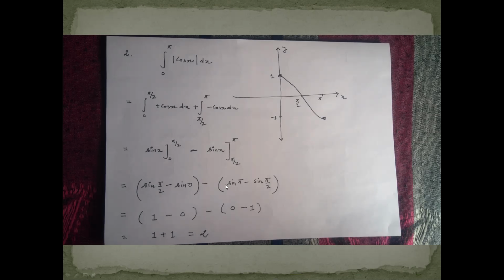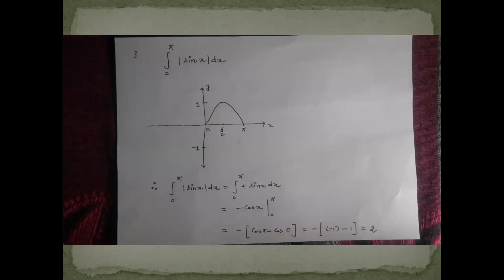Now dear friends, let us proceed further. The third question is, what is the integration from 0 to pi of modulus of sine of x? So first of all, what is the graph of sine of x from 0 to pi? At 0 this is 0, at pi by 2 sine of x is 1, and at pi sine pi is 0. So from 0 to pi, this is above the x-axis, so everywhere this is positive, so modulus of sine of x is plus sine of x.